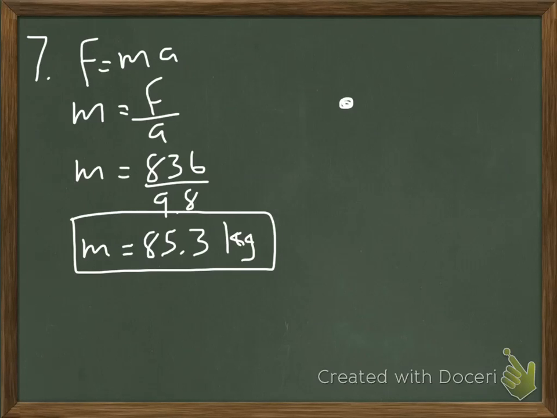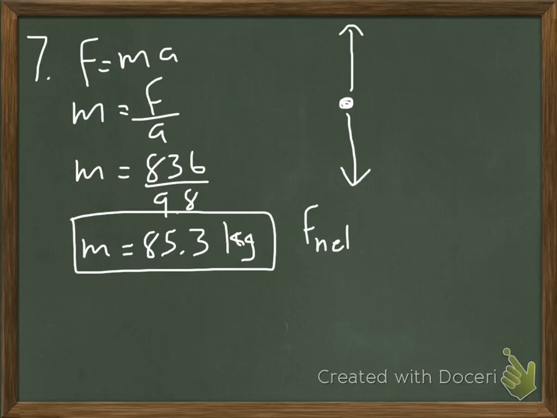Okay. We're given the weight of Mr. Warner. Remember, weight is a force. Weight is the force of gravity. So if I'm given the force of gravity, which is given as 836, and I know the acceleration of gravity, which is 9.8, I can find the mass. Remember that weight is the force of gravity. So I rearrange that, I solve for mass, I get the mass is 85.3 kilograms. Okay, cool.